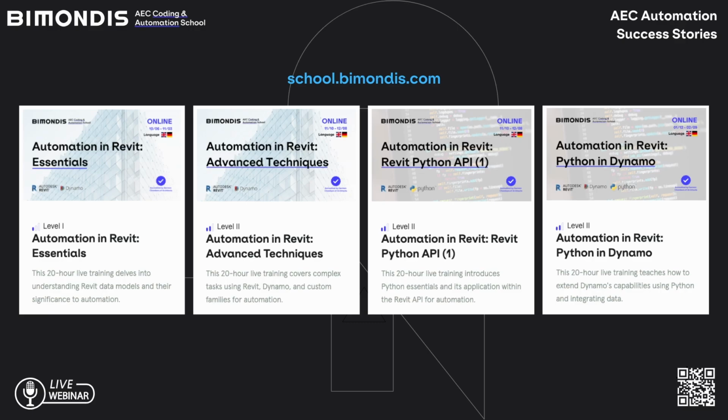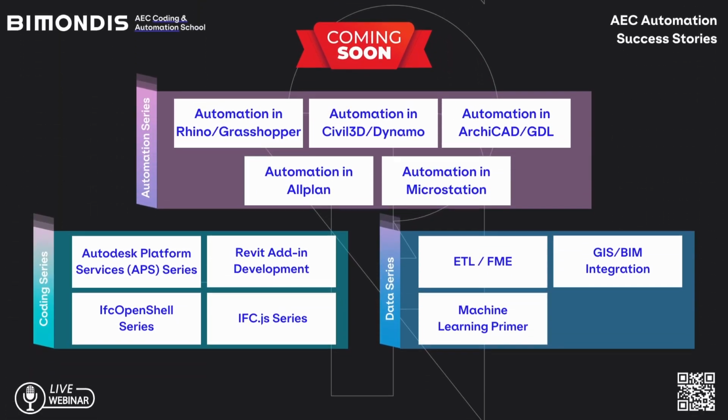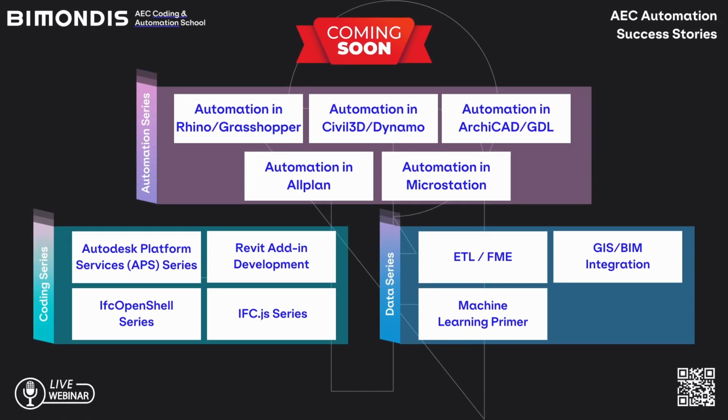And this is basically where we started, and we are in preparation of some additional trainings. Rhino Grasshopper is already being prepared. Civil 3D is in the pipeline. Archicad and GDL are all planned. We have basically an automation series where you can imagine each of these will have a similar structure like automation in Revit, so 4 to 5 core trainings.